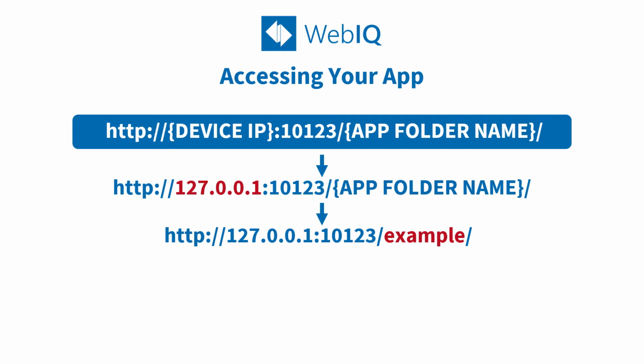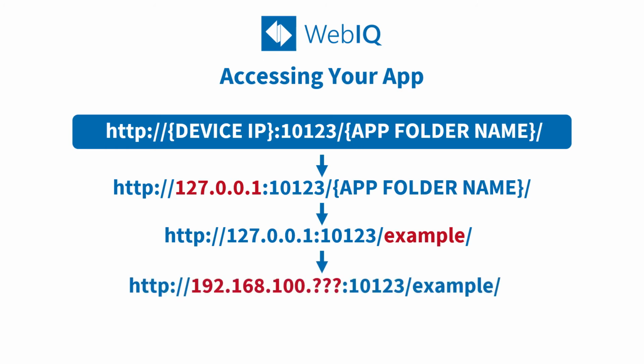To access the URL from other systems on the network, you have to use the external IP of your system. This might look something like this, but it might also be completely different.